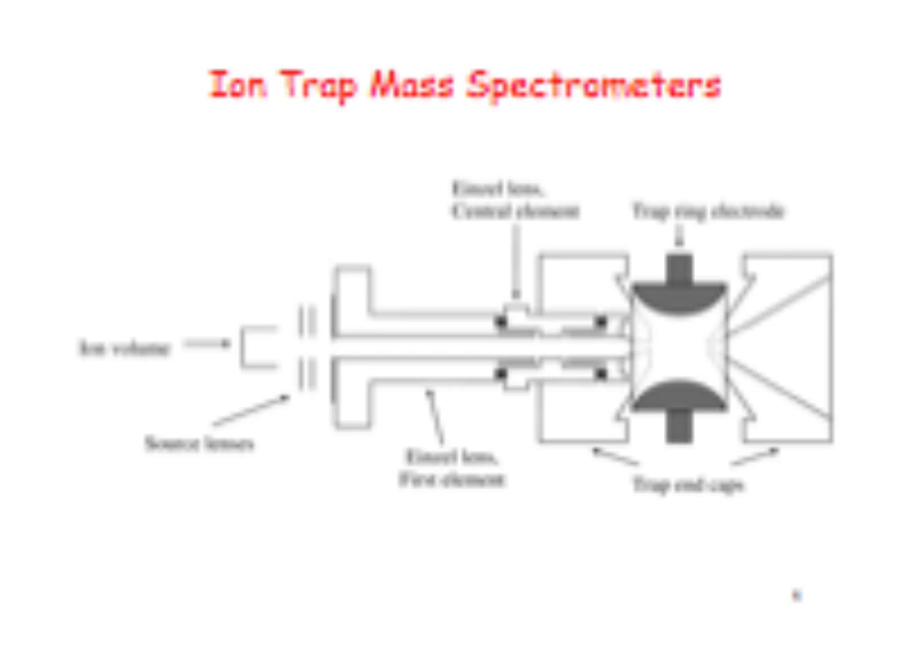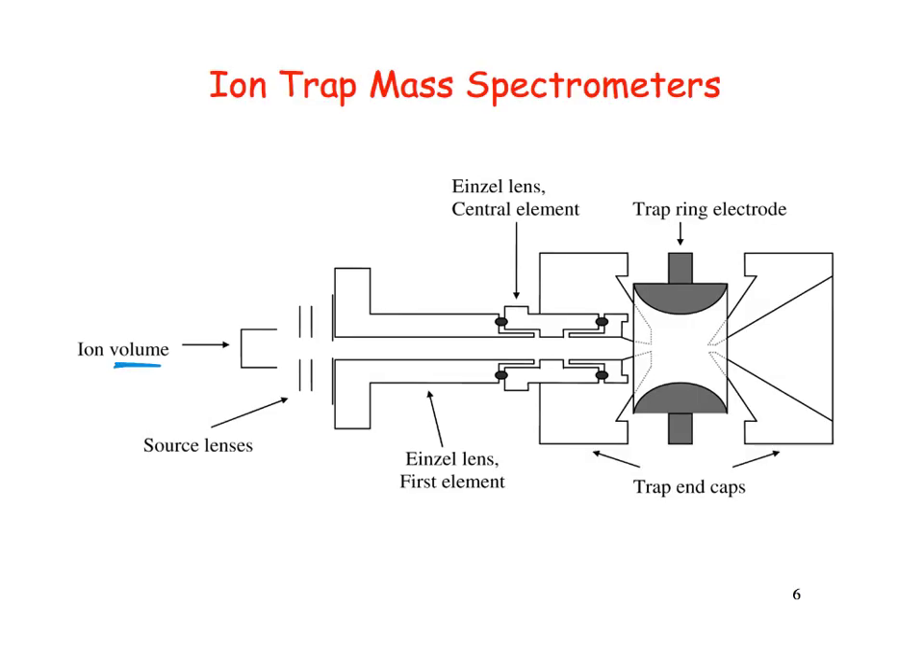The next instrument is called the ion trap. All right, and this is kind of an extension of the quadrupole. So here's the ion source, or ion volume, the ion source down here at this end. This one has essentially 3 different electrodes. This one here, which is actually a ring. Okay, so this is just a cut through it.